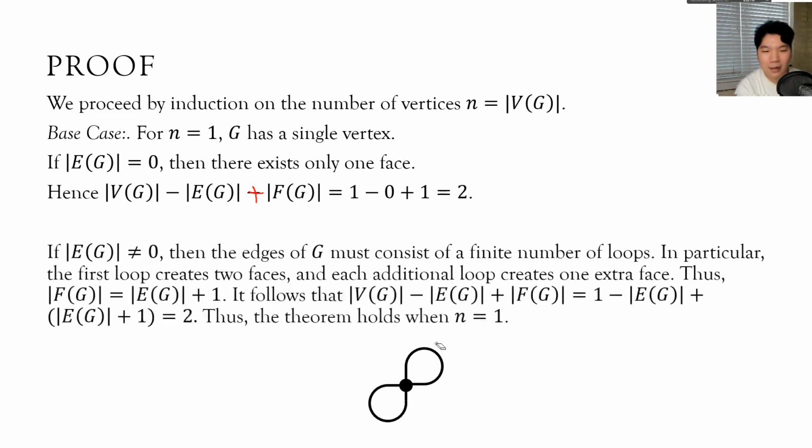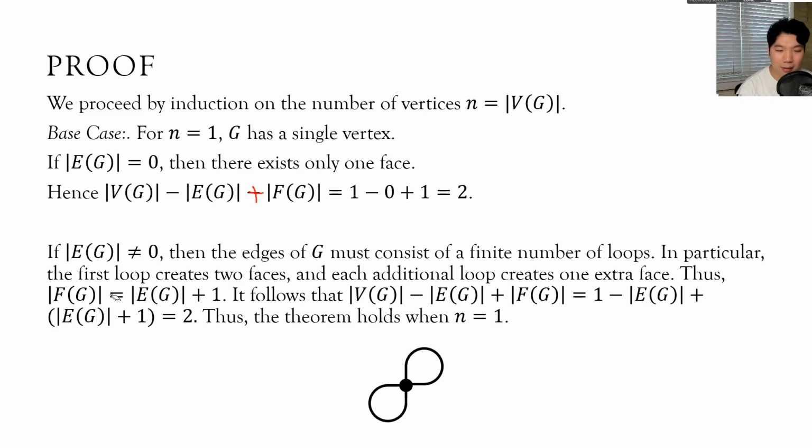So more formally speaking, if my edge set has size 0, then the edges of G must consist of a finite number of loops. In particular, like I said, the first loop makes 2 faces, and for each loop I add, I get 1 extra face. That is, the number of faces is equal to the number of loops plus 1.